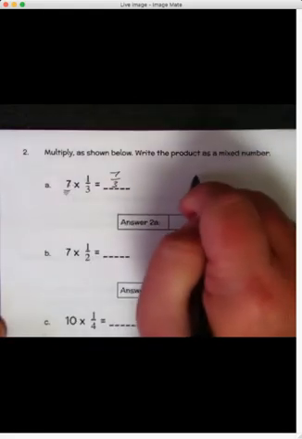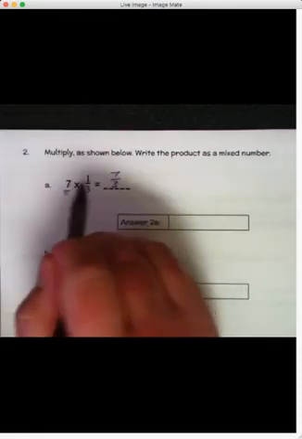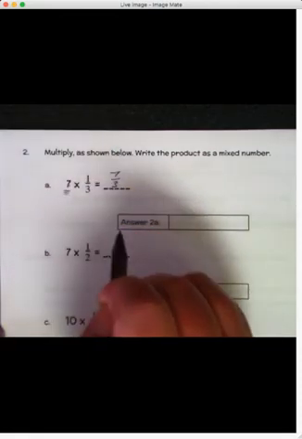Remember how we showed you that over here? We would do 7 1/3. If we wrote them all out, it would be 7/3. So 7 times 1/3 is 7/3.